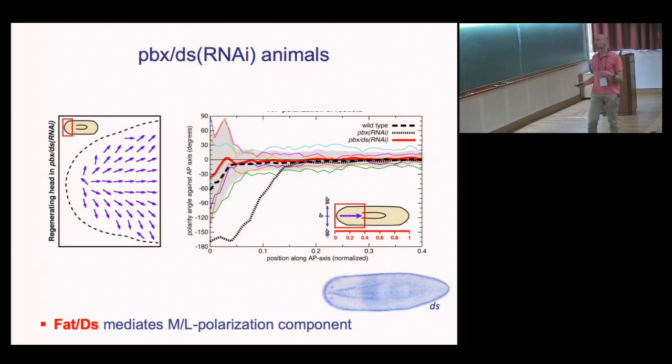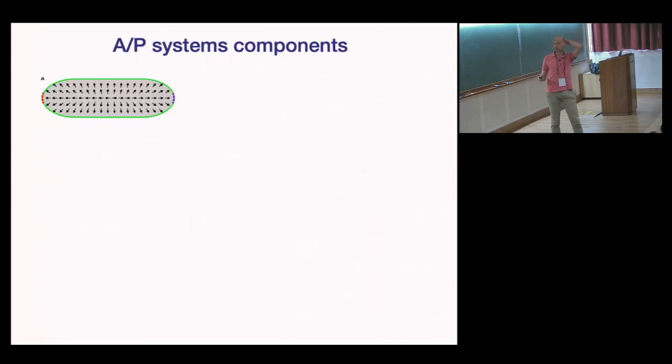And on top of that, this molecule DAXs is actually nicely expressed where we would want it to be expressed, namely all around the body margins of the animal. So overall, this is pretty good evidence that fat DAXs indeed mediates the ML polarization component in the planarian system. Now, what about the AP orientation component?